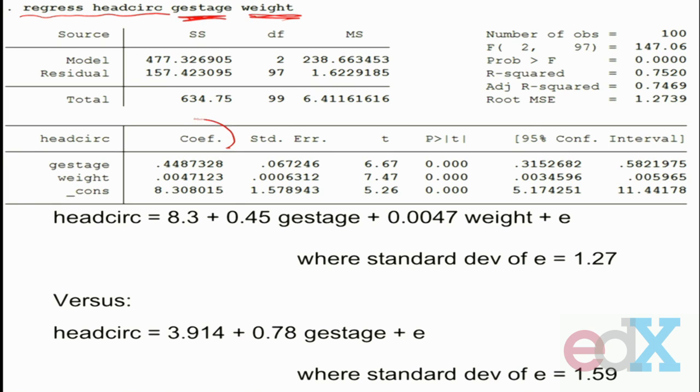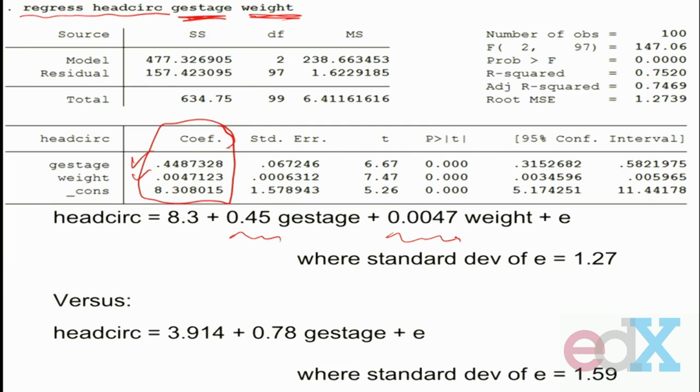So here are the coefficients now. And so that's the coefficient for gestational age. It's 0.45. And the coefficient for weight is 0.0047. Now, these coefficients are not unit independent, because the head circumference was measured in centimeters. So the 0.45 times gestational age, which was in weeks, means the units for 0.45 have to be centimeters divided by weeks. All right? And so here, for example, this is 0.0047 times weight in grams. So that's why it's such a tiny thing.